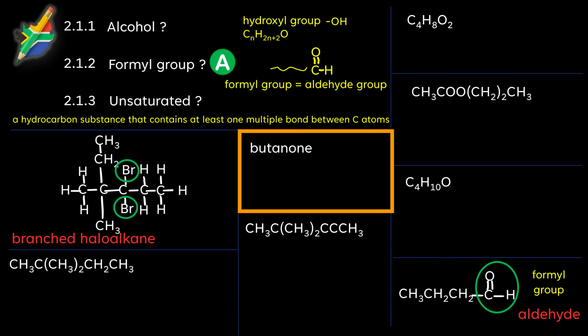For compound C, we are given a name, butanone. The suffix -one indicates we are dealing with a ketone. Butanone is a 4-carbon chain ketone. Ketones contain a carbonyl group, which is a carbon double bonded to an oxygen.